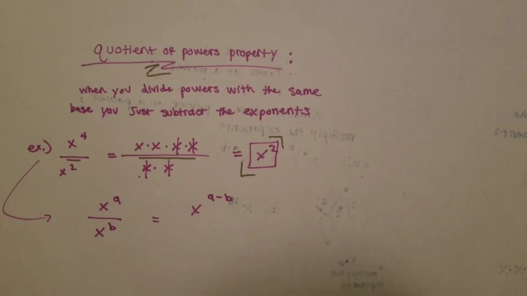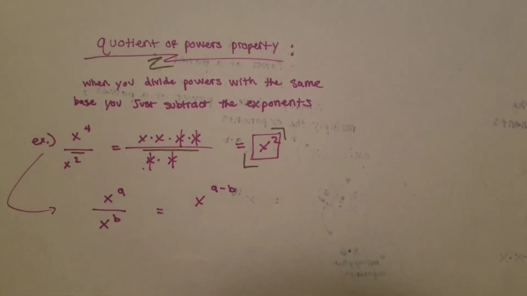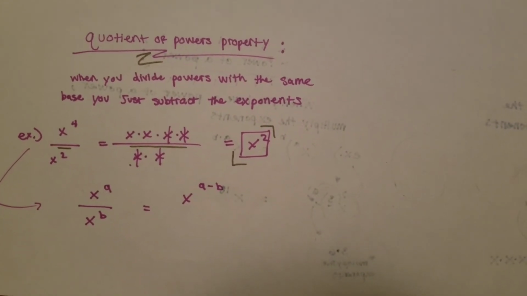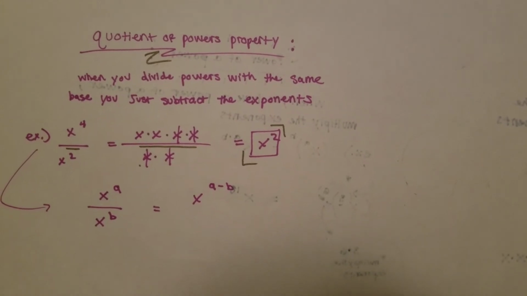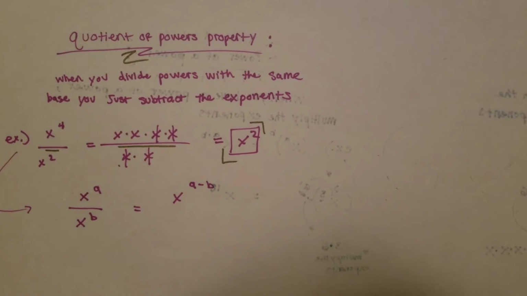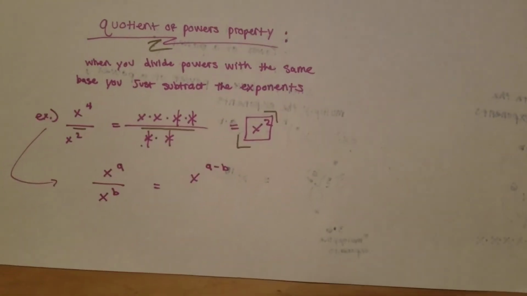So for example, x to the power of 4 divided by x to the power of 2 is x to the power of 2. And as you can see, you just split them up into, for x to the power of 4, you just do x times x times x times x divided by x times x. Then you can just cross out the x's by subtracting and get your answer.